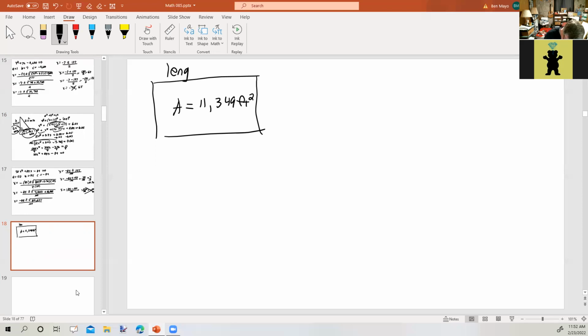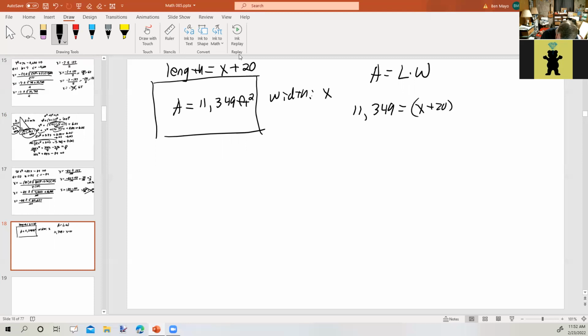So if this is the length, and this is the width, it says it's 20 feet longer than it is wide. If we call the width x and the length x plus 20, right? 20 feet longer. Okay, now we're dealing with a rectangle. Area equals length times width. So the area, 11,349, equals x plus 20 times x.